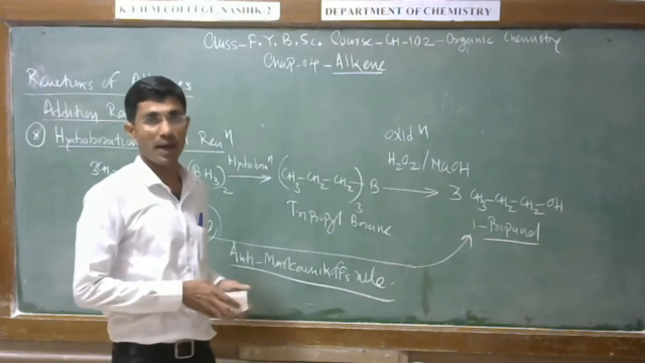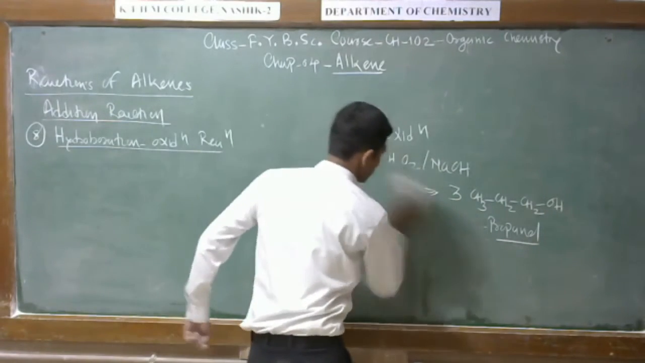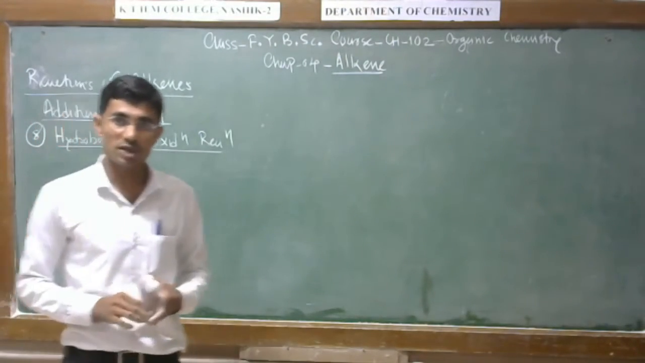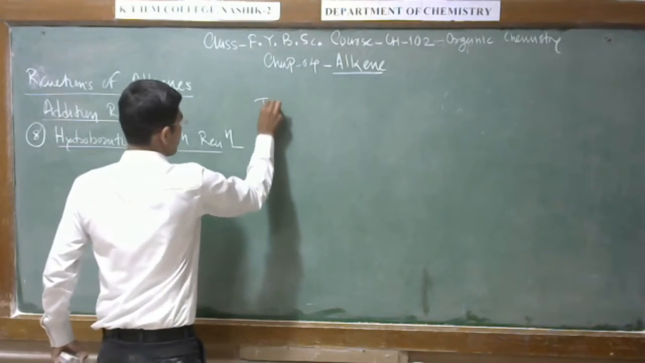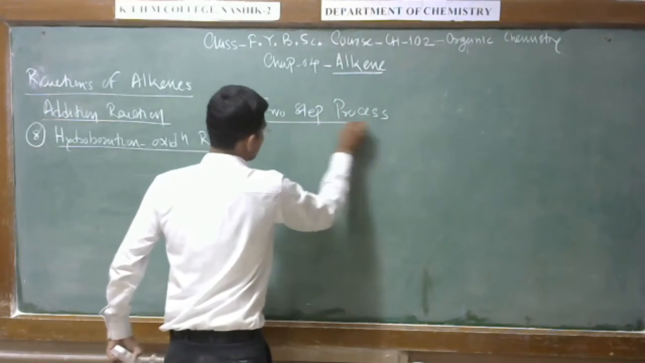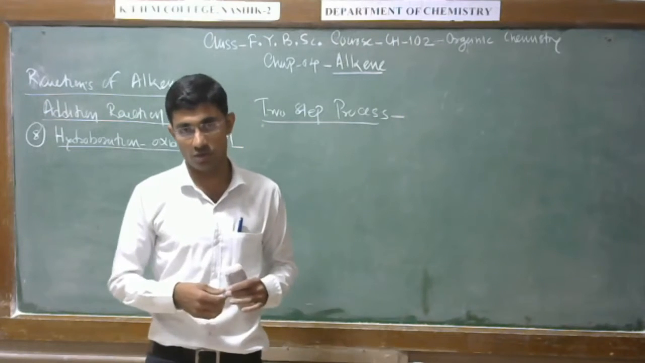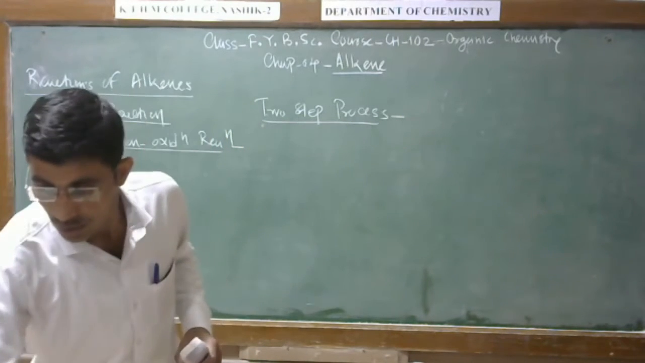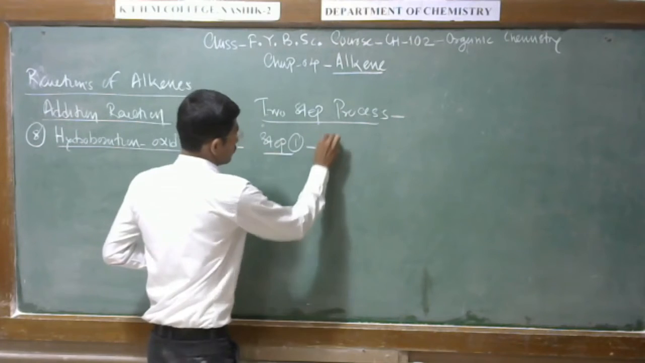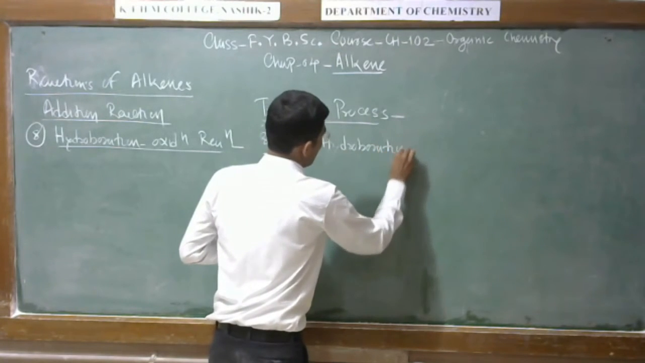So we discuss here this mechanism. This hydroboration-oxidation reaction involves two steps. In the first step, hydroboration reaction occurs, and in the second step, oxidation occurs. So we call it a two-step process. So in the first step, hydroboration reaction occurs.